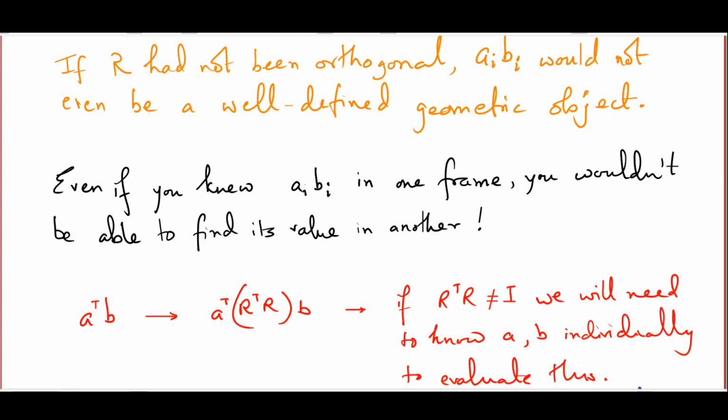Just a knowledge of A1, B1 plus A2, B2 plus A3, B3 or A transpose B in one frame will not allow you to calculate it in another frame. So that is what I mean when I say this particular quantity does not have an existence independent of the coordinate system. So AiBi is no longer a scalar the moment you move away from orthogonal transformations.